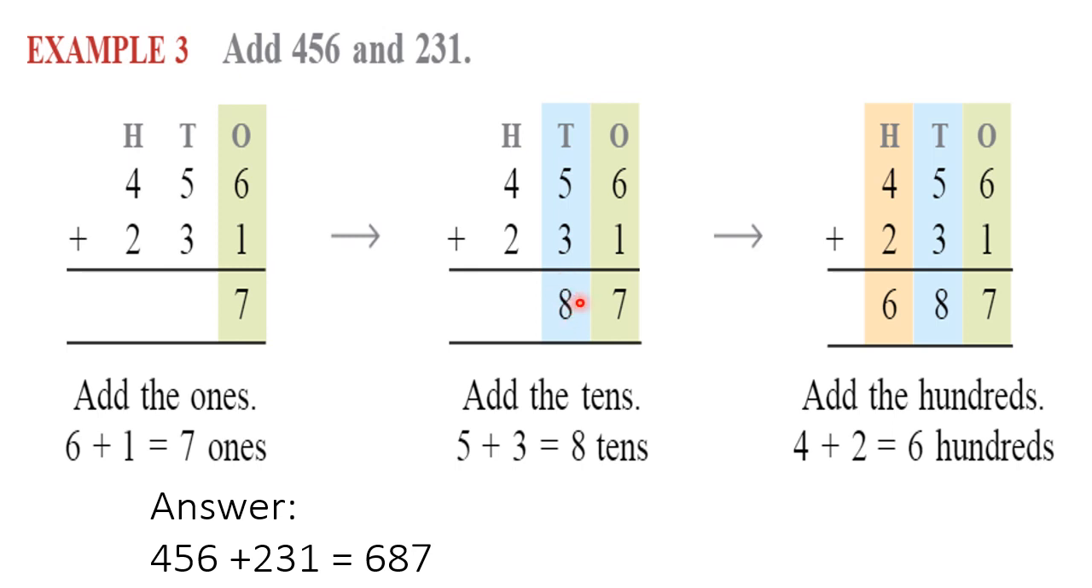Then the third step is we have to add the hundreds place. What are the values in the hundreds place? 4 and 2. 4 plus 2, it is 600. So we have to write here 6. So the answer is 456 plus 231 is equal to 687.